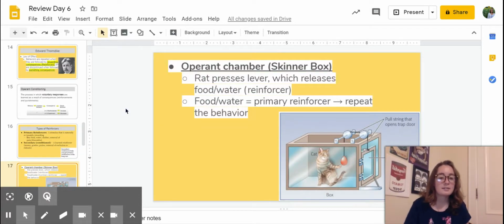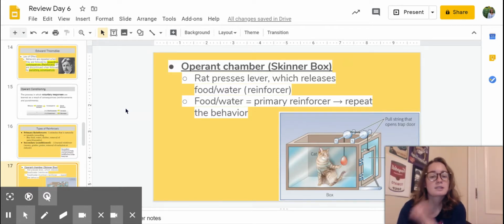So Skinner, B.F. Skinner, is the really big head honcho when it comes to behaviorism and operant conditioning. And he is the one who provided empirical evidence, that scientific evidence, to support this theory of operant conditioning. And he did this by creating his operant chamber, or the Skinner box. And this shows the impact of rewards or reinforcers on causing us to continue our behavior.